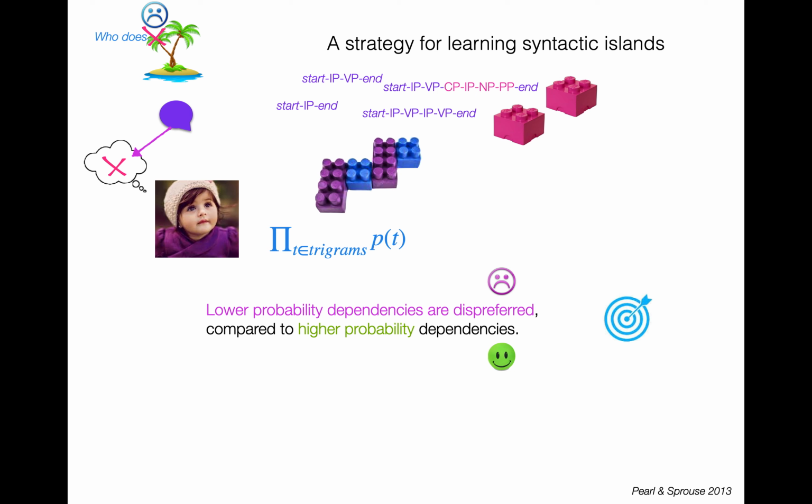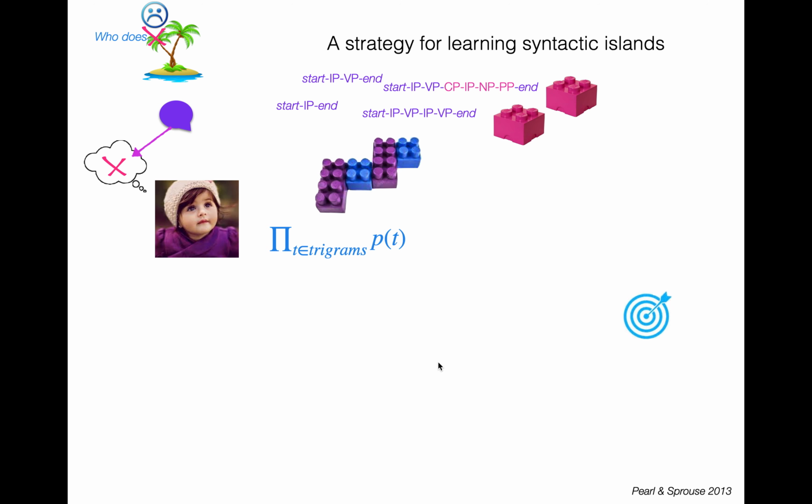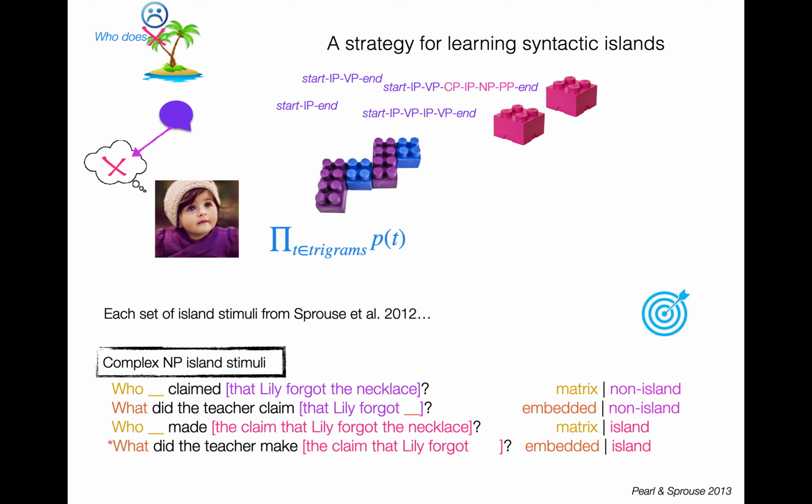So now lower probability dependencies are going to be dispreferred. They'll have a lower acceptability compared to higher probability dependencies, which will be more preferred and have a higher acceptability. And so therefore, for each set of island stimuli from Sprouse and colleagues 2012, we can do the following with them.